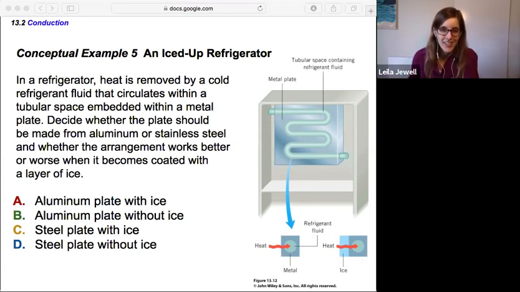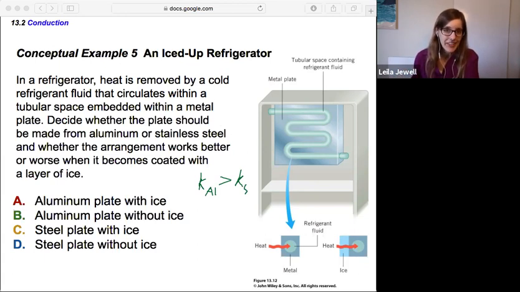Right, did you do it? Okay. Well, if we think about aluminum versus stainless steel, that's going to go back to the thermal conductivities that we saw listed in table 13.1. And if you go back and check, you'll see that aluminum has a k that's 10 times bigger than that of stainless steel. So it is much, much bigger than that of the steel. As a result, it's going to be more thermally conductive. I highly recommend the aluminum because we want to conduct heat out of the refrigerator. We want to cool the refrigerator down.